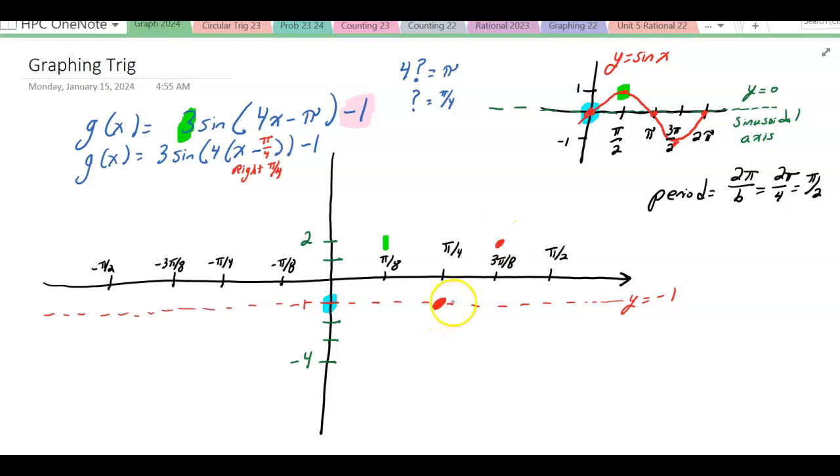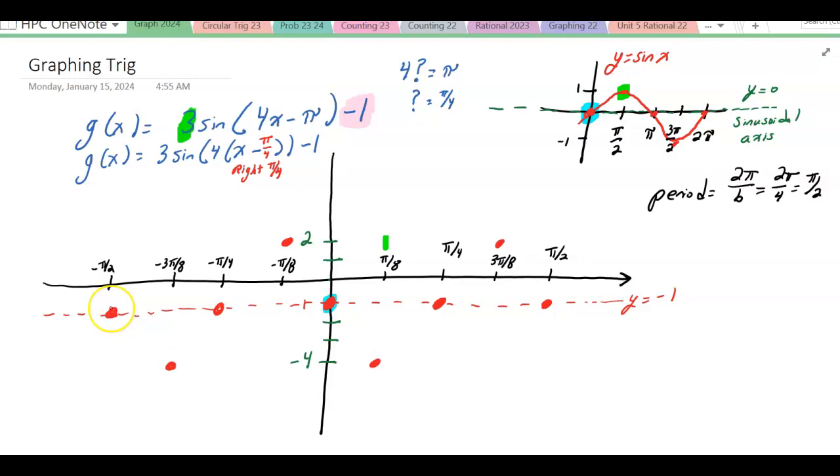And then continuing this pattern, at pi over 2, I'm back on the sinusoidal axis. Going to the left, following the pattern, at pi over 8, I'm down at -4. Then when I'm at 0, I'm back on the sinusoidal axis. At negative pi over 8, I'm at 2. Back to the sinusoidal axis at negative pi over 4. At negative 3 pi over 8, down at -4. And then back to the sinusoidal axis.